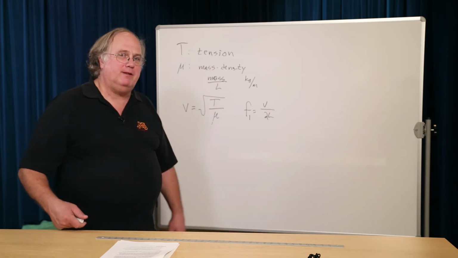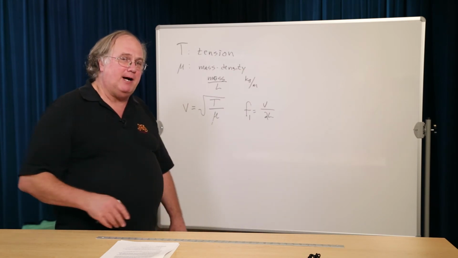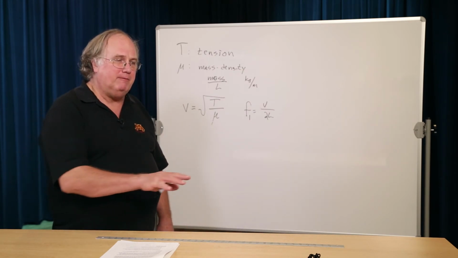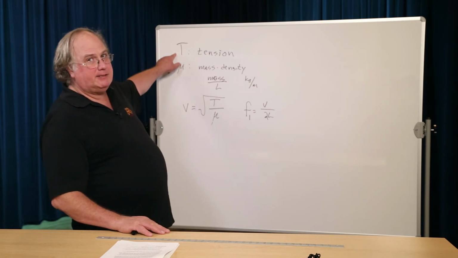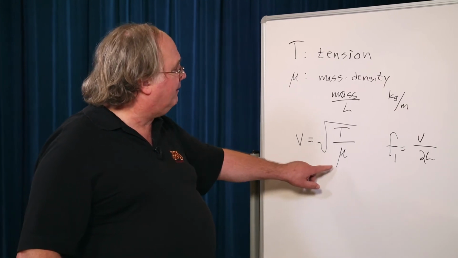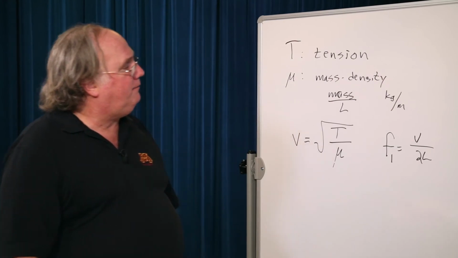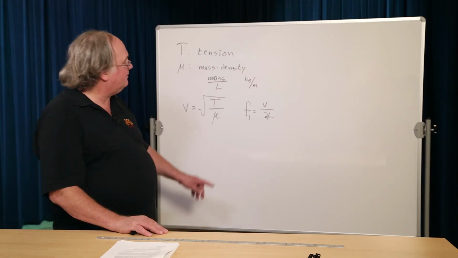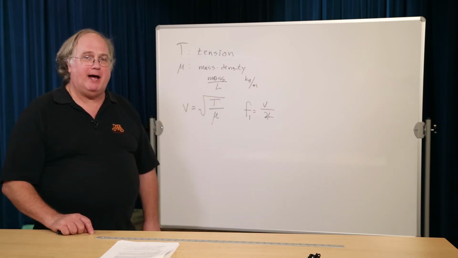They involve the medium particles moving perpendicular to the direction in which the wave moves. They depend on the tension and the mass density. The velocity of the wave is given by this formula. And if you have a standing wave in a string, its lowest frequency is given by that.